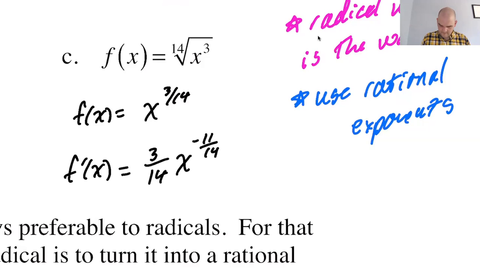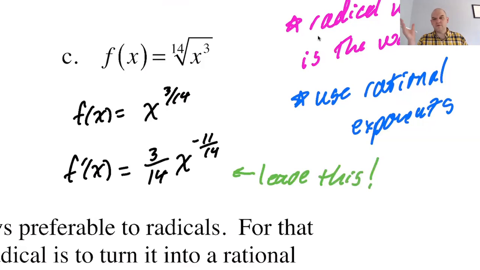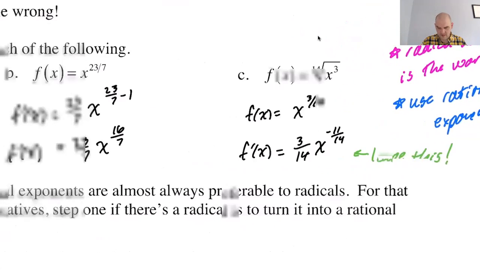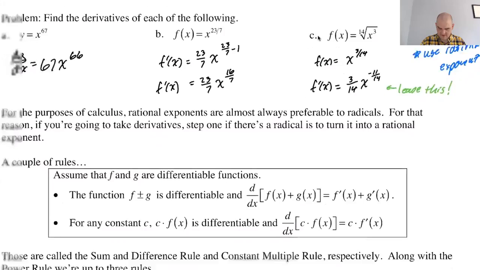Leave this. It's only if you're matching multiple choice answers that every once in a while you're going to want to rewrite it from rational exponents back to radicals. But in general, as soon as you see a radical, turn it into a rational exponent. It's going to make your life way better. So what else do we got on this page?